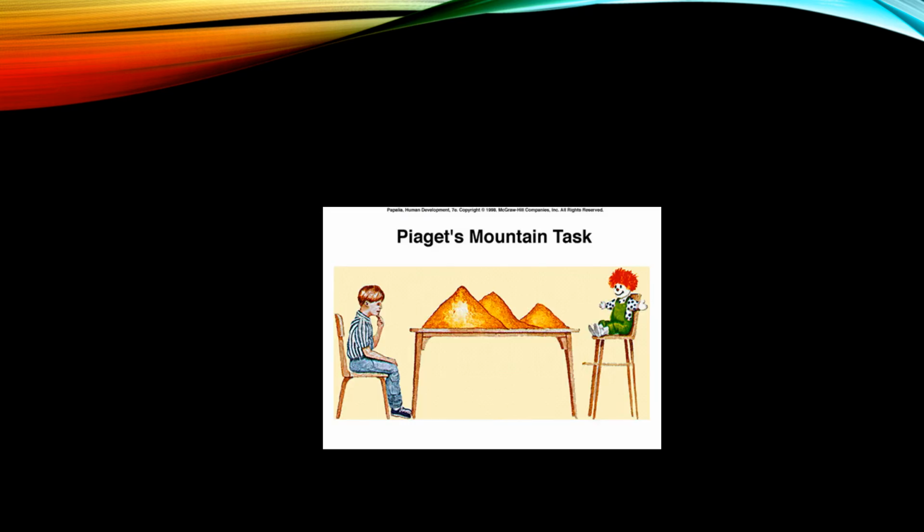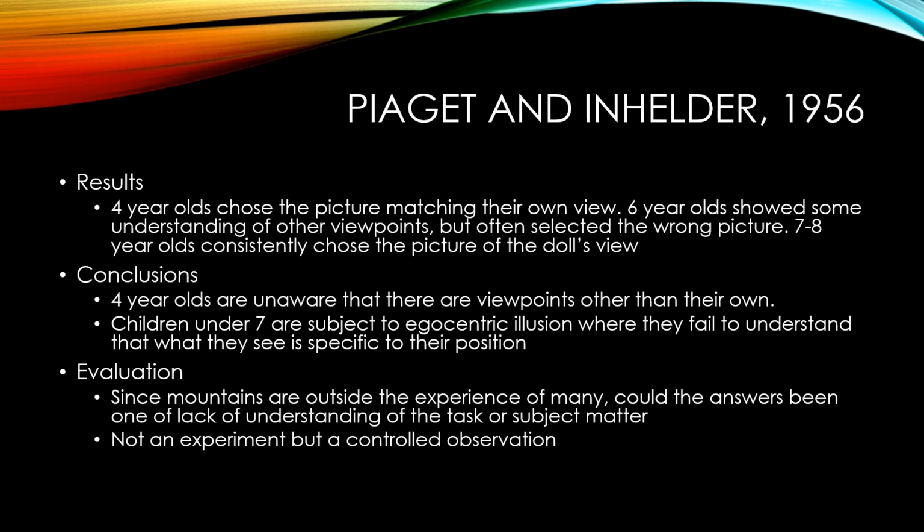And so here we see exactly what's going on. They have 3 mountains between them and the doll. Then they're asked to say which picture represented the doll's experience. So what they found was that 4-year-olds chose the picture matching their own view, and 6-year-olds showed some understanding of other viewpoints, but often selected the wrong picture. And then 7 to 8-year-olds consistently chose the picture of the doll's view. And so the conclusion was that 4-year-olds were unaware that there are viewpoints other than their own.